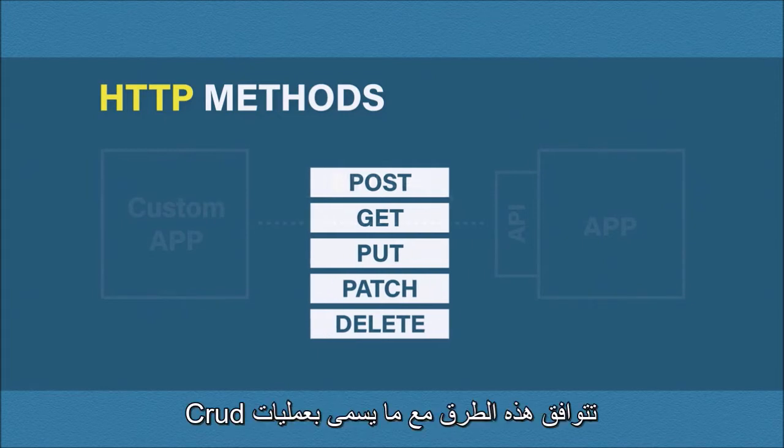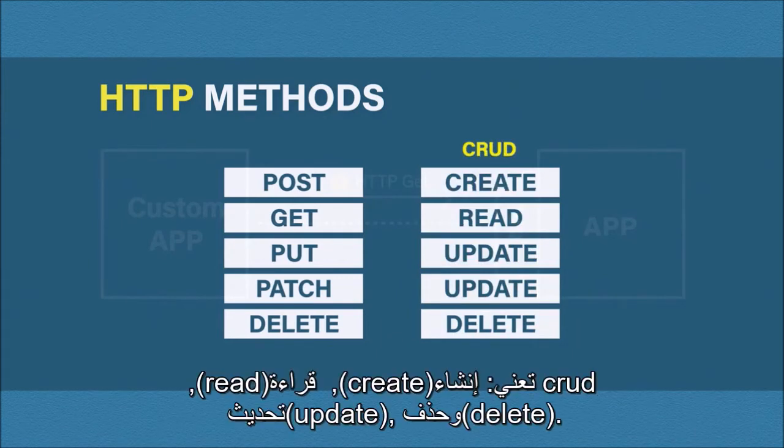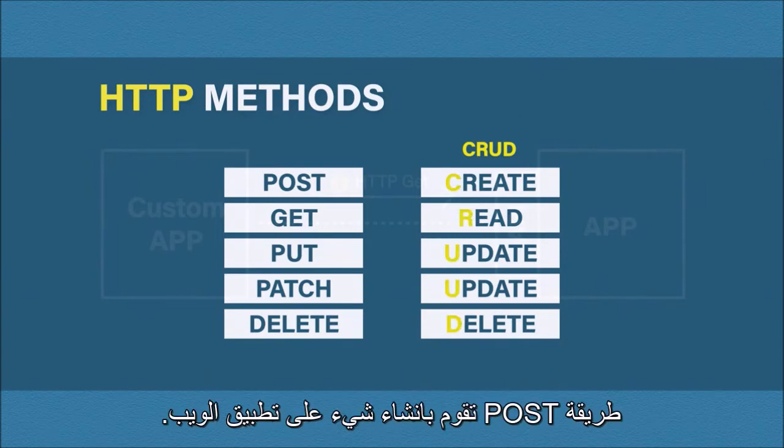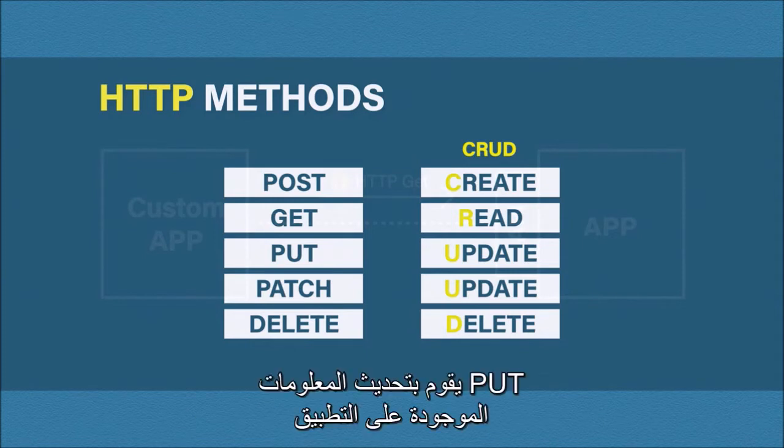These methods correspond with something called CRUD operations. CRUD stands for Create, Read, Update, and Delete. The POST method creates something on the web application. GET requests read information from the application. PUT updates information on the application.